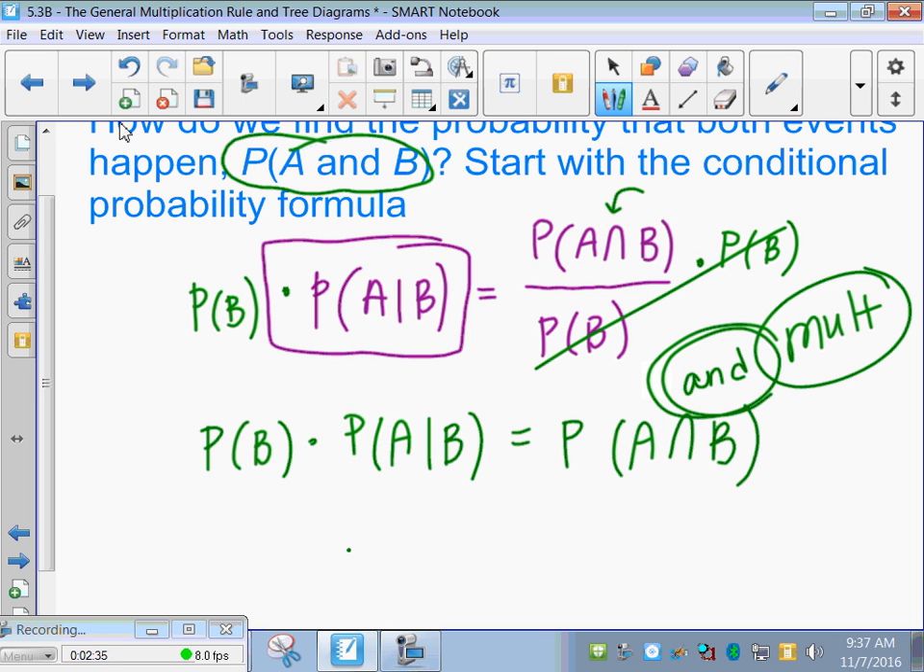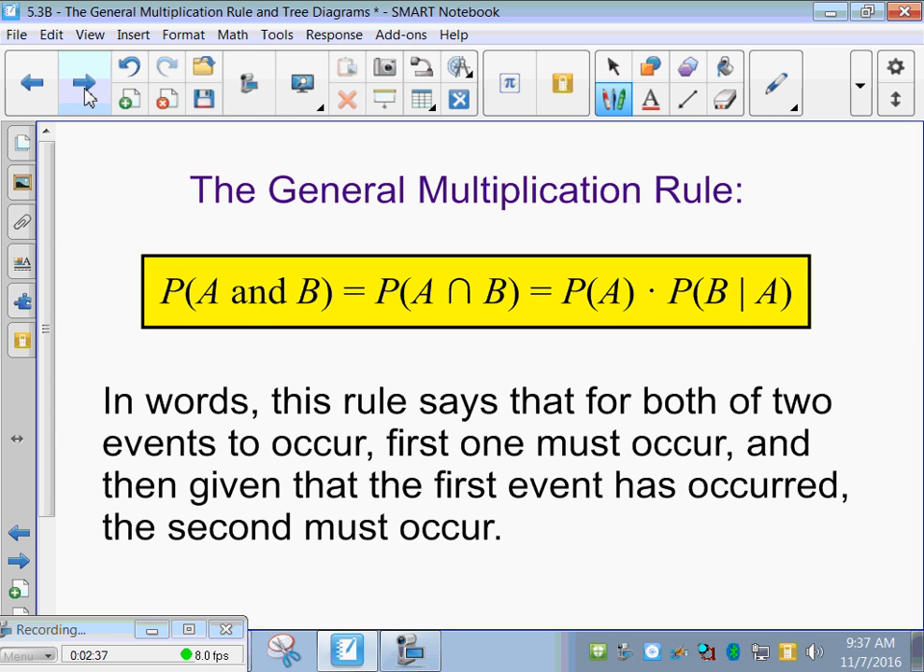This is called the general multiplication rule. Okay? So the probability of A and B looks like this. This symbol, by the way, means intersect. And again, this is like when you have those Venn diagrams, it's the overlap in the middle. So we multiply the probability of A times the probability of B given that A happens.